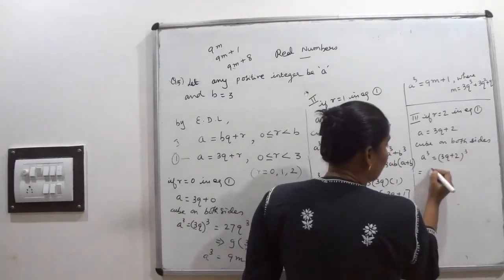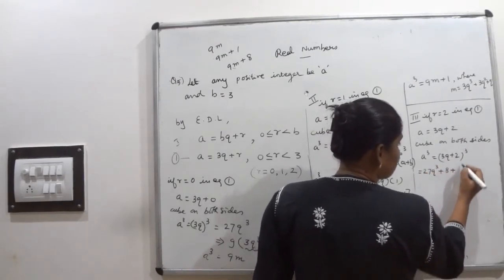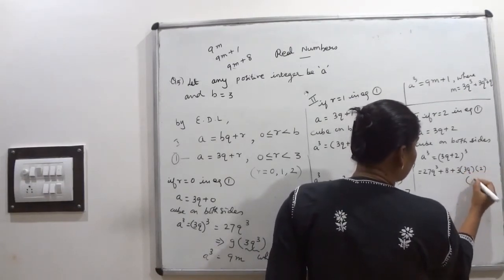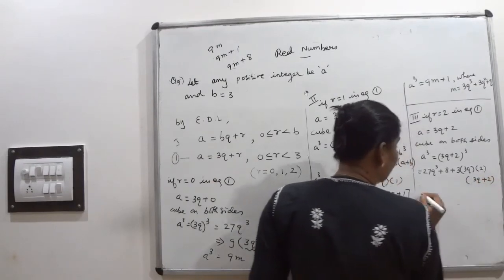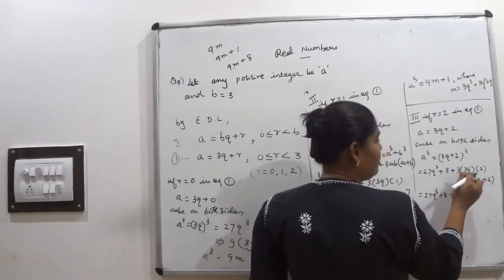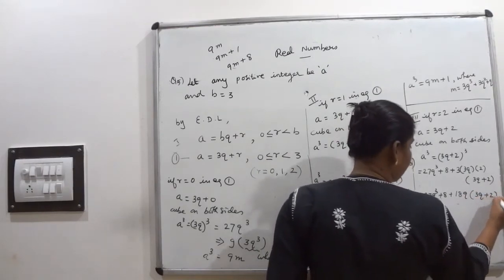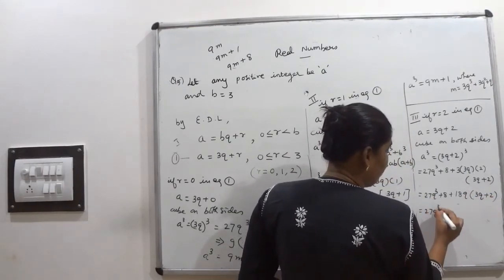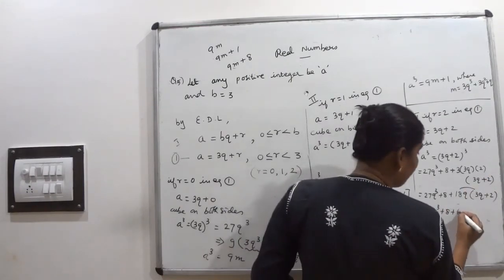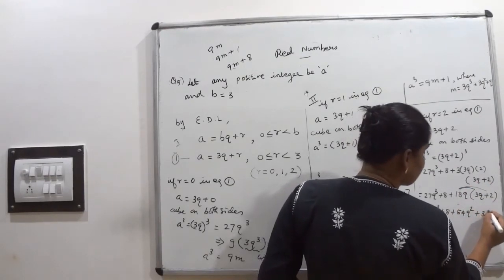So 3q whole to the power 3, that is 27q cube, plus 2 power 3, that is 8, plus 3ab into a plus b, that is 3q plus 2. Yes, 27q cube plus 8 plus 3 into 3 is 9, 9 into 2 is 18, q as it is, into 3q plus 2. So 27q cube plus 8 plus 18q into 3q, that is 54q square, and 18q into 2, that is 36q.